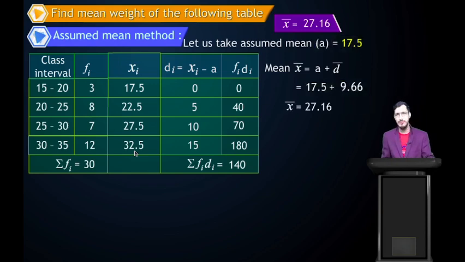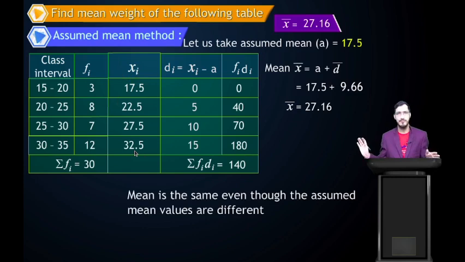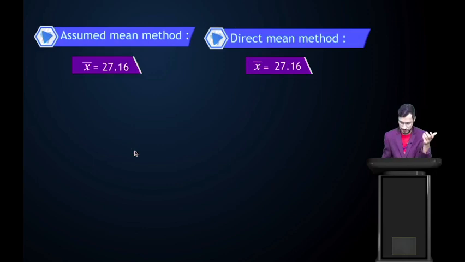That means we can choose any value of assumed mean. We can take any value from here. So the mean is the same, even though the assumed mean values are different. Okay, so that is the basic trick here.